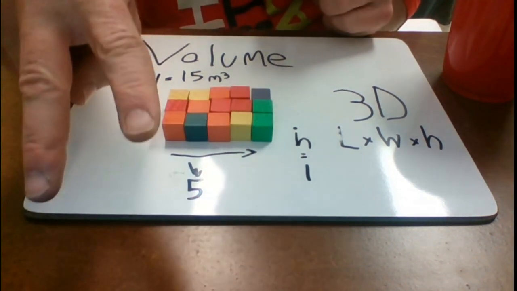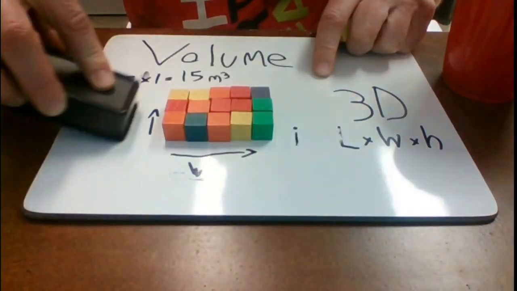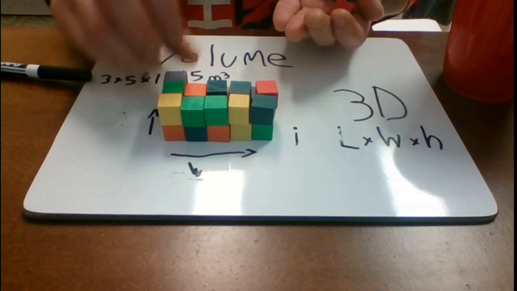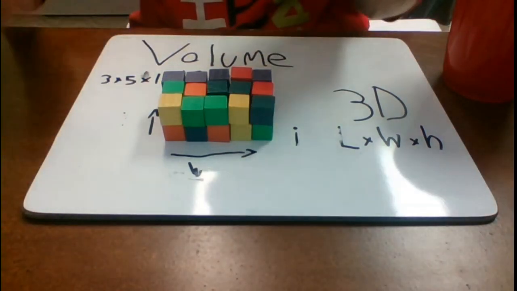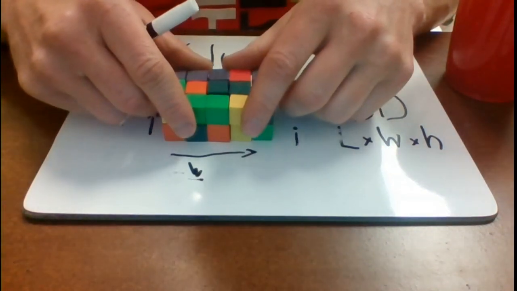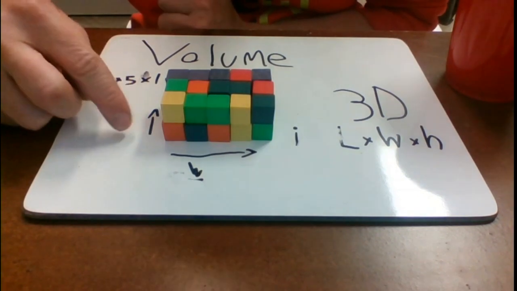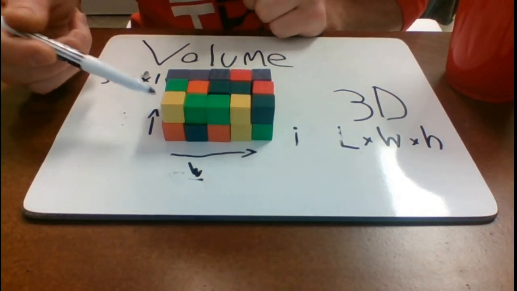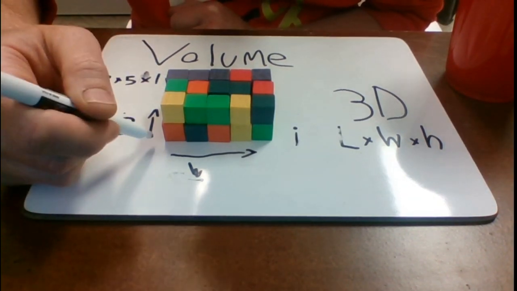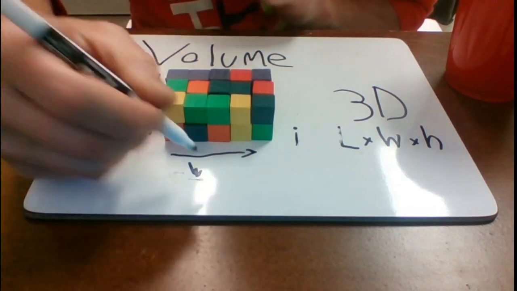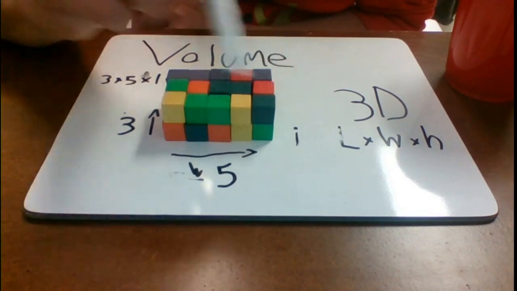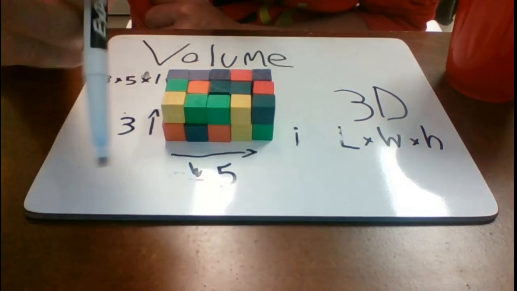Let's add a second layer on top of this. Okay, now we've added a second layer. We've made our shape a little bit taller. Let's think about our length. Well, it's still 1, 2, 3. 3 wide, or 3 in length. 1, 2, 3, 4, 5 in width. What about height now? Well, we've added a second layer. We have 2 meters high.